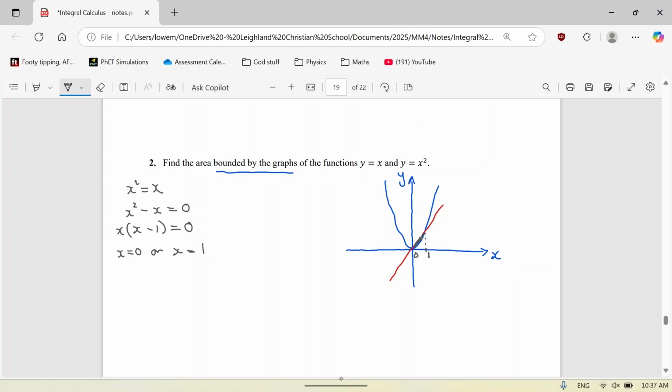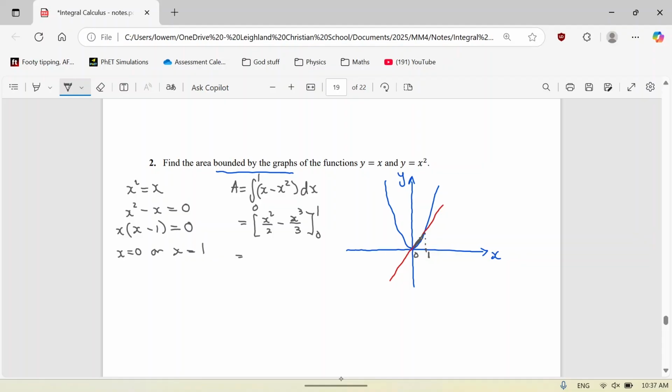Okay, so that tells us that that's our other x value. So we can find our area here by finding the definite integral from 0 to 1 of, now our higher function is not the parabola, that goes underneath, doesn't it? So it is actually y equals x, so it's x minus x squared dx.